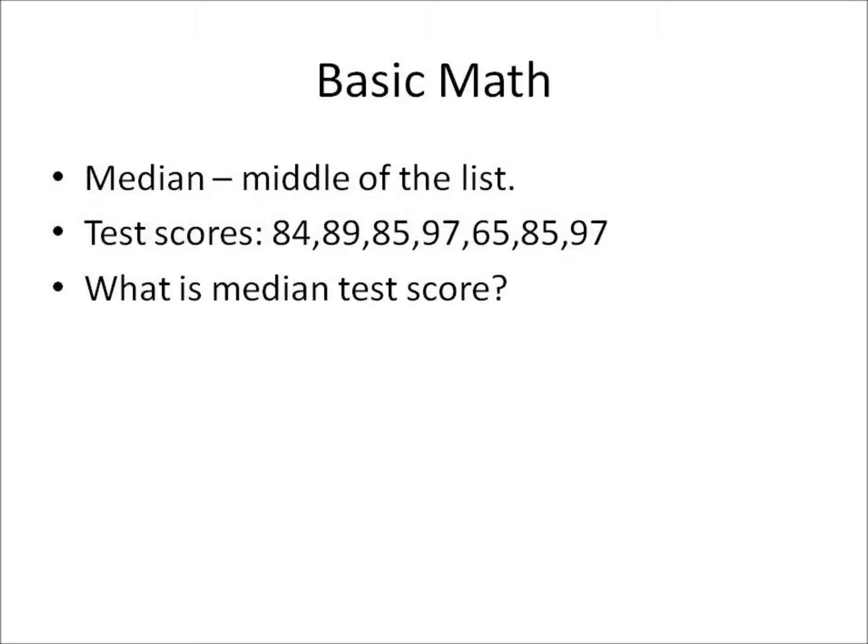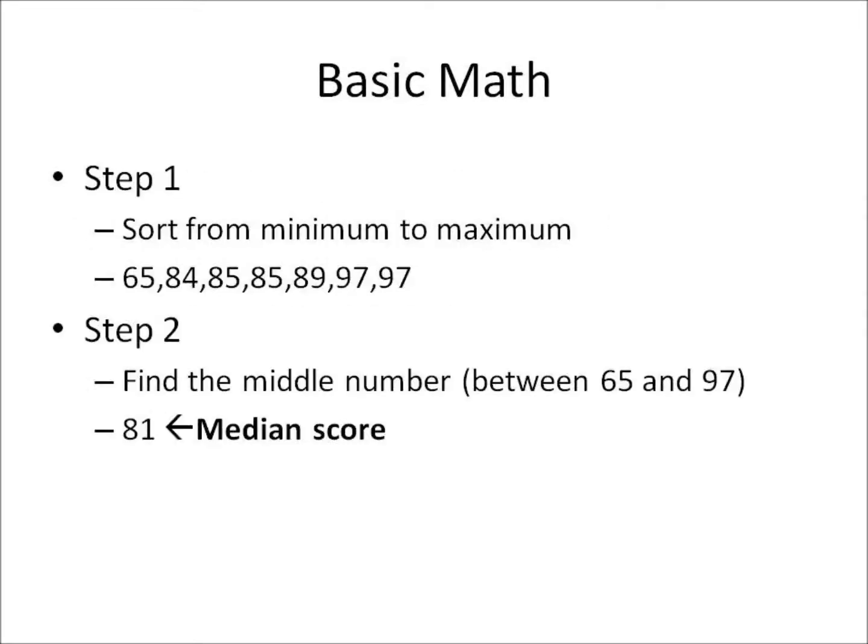What about median? Basically, that is the number in the middle of the list. So let's have a look at these test scores again. Those are the steps you want to follow. First, sort your numbers from the smallest to the largest, and then find the number in the middle. So the number between 65 and 97 is 81. And that's why, if you are trying to find the median score, 81 is going to be the median score.